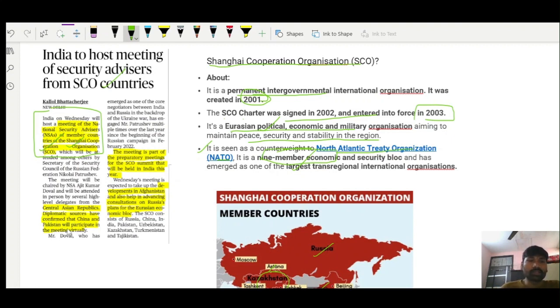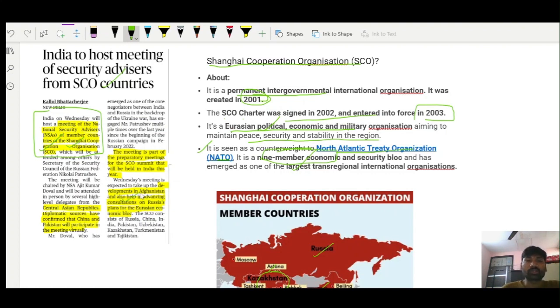So now, since China and Pakistan are also members of Shanghai Cooperation Organization, they will also participate in this NSA meet through video conferencing. So they participate in this meeting virtually. Also remember this year India is hosting the SCO summit. So in this backdrop, this meeting is a preparatory meeting before the SCO full-scale summit, right?